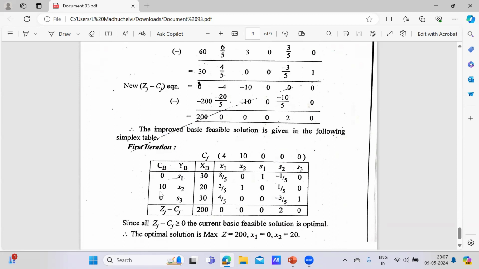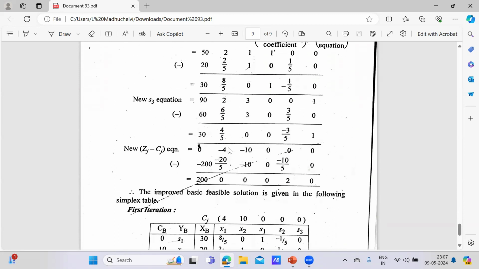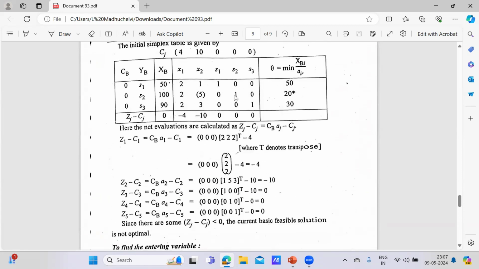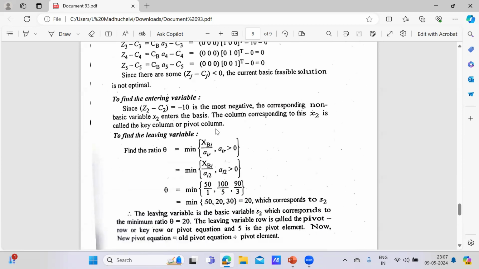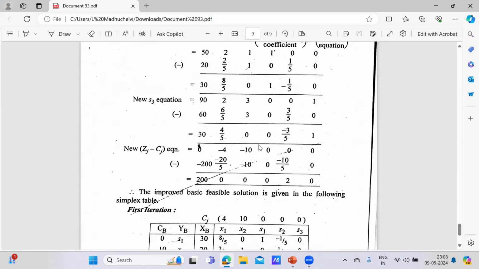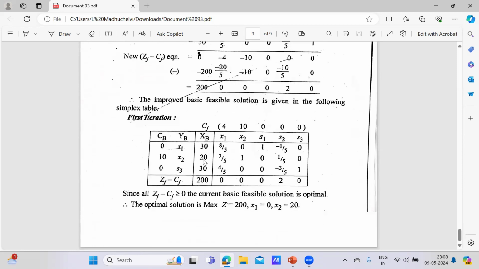First we have to enter the second row, that is the pivot row. Before entering the pivot row, we have to divide this row by the pivot element 5 to make this element 1. So we get 100 by 5, which is 20. Then 2 by 5, 5 by 5 is 1, 0 by 5 is 0, 1 by 5, 0 by 5 is 0. This is the new row in the first iteration table: 20, 2 by 5, 1, 0, 1 by 5, 0.